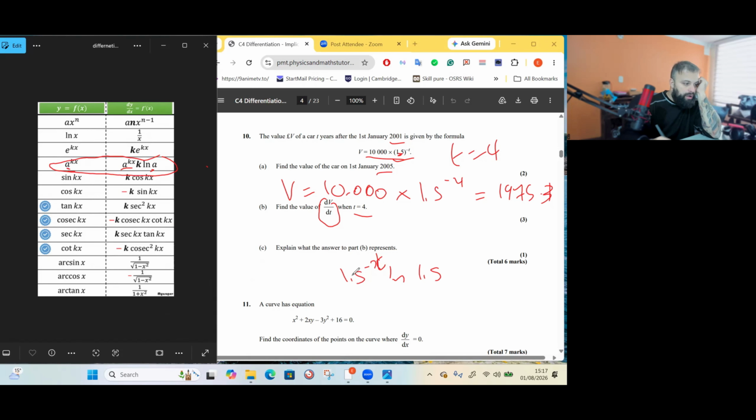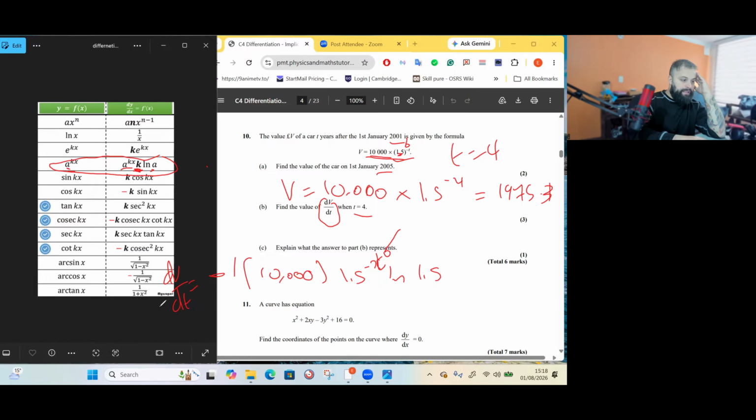That's the answer. And don't forget, you have to times this all by 10,000. So we squeeze in another 10,000 right over there. And the exponential is minus t, so we have to differentiate that, and that will become -1, because you put the k over here, which is -1, so you put -1 like so. So that will be dv by dt equals all of this.